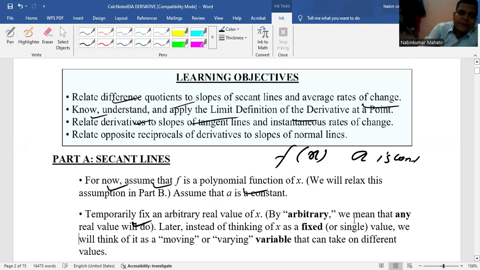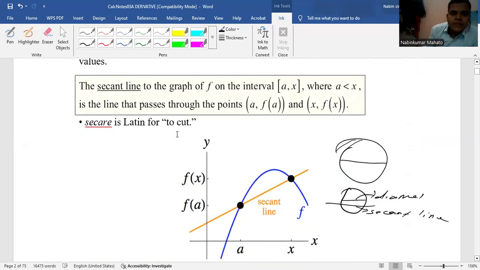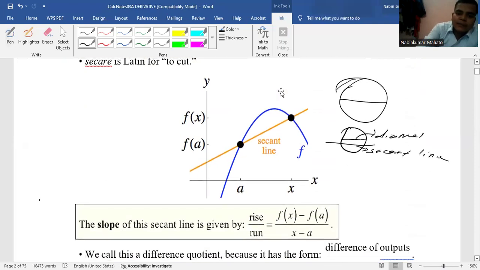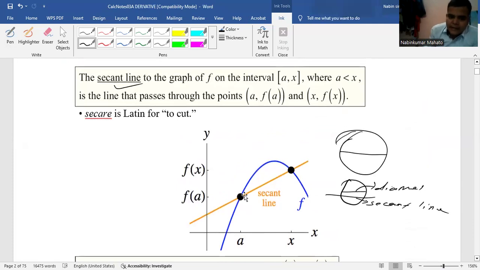Look at what it says: the secant line of the graph of f from the interval a to x. Here is the interval a to x. Interval means between a and x. So the interval [a, x] is where a is less than x. a is always less than x.